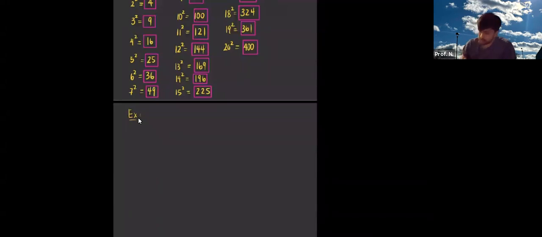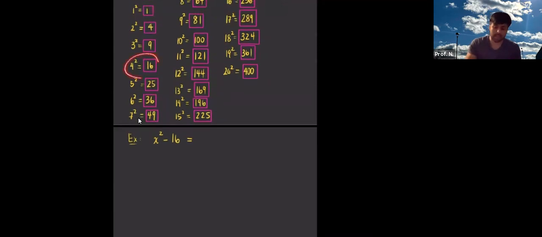Factoring perfect squares. So if I get something like this as an example, x squared minus 16. So I have x squared and then 16. What do I notice? 16 I know is a perfect square, and I can rewrite this as x squared minus 4 squared. Do you see this?